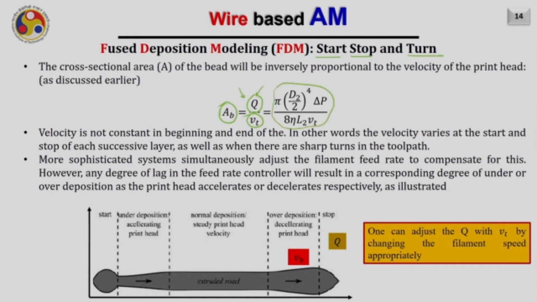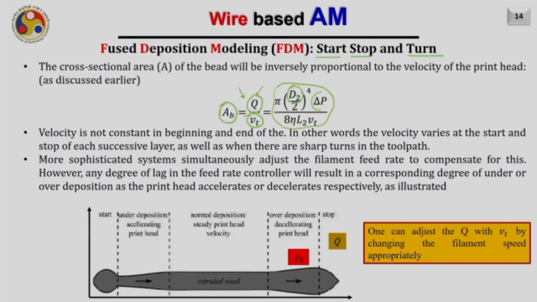It is pi d squared by 2 to the power 4, delta P, divided by 8 eta L squared V t. Now we can observe a few things here. d is constant because the diameter of the nozzle is not changing.